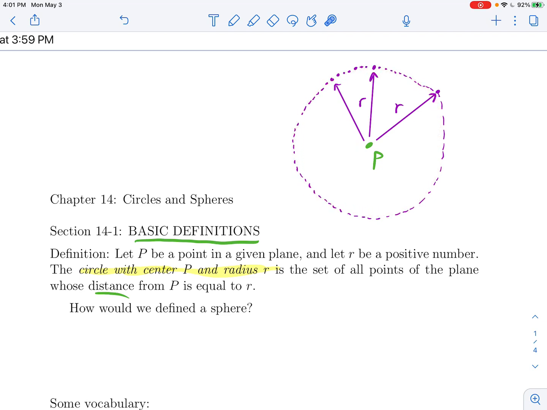And I want to emphasize here that the circle is just the rim. The center is not literally a point on the circle. This stuff is called the interior of the circle. The circle is just the rim.